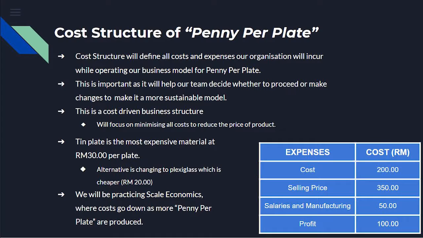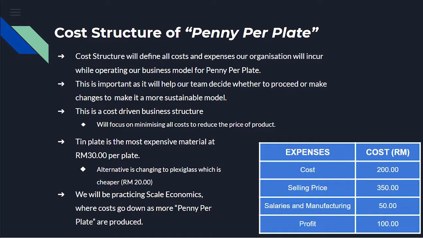This is a cost-driven business structure, which means that we will be focusing on minimizing all costs to reduce the price of the product. Now, the outer section of our product will be covered in tin plate. However, this is actually the most expensive material for our product at 30 ringgit per plate. An alternative is to change the tin plate to plexiglass, which is cheaper at 20 ringgit.